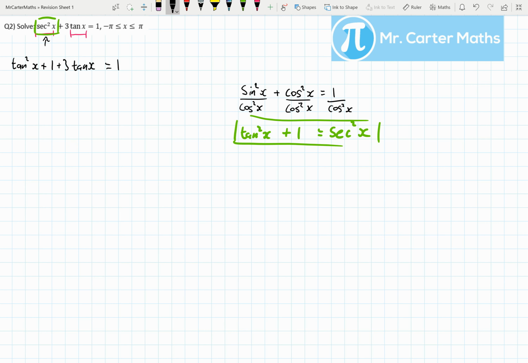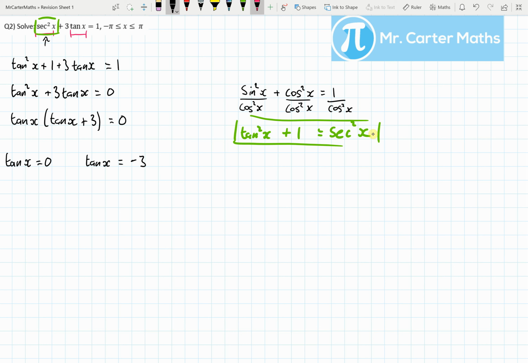I'm now looking at this a little bit like a quadratic. I've got some squared terms, so I'm going to collect everything on one side. This gives me tan squared x plus 3 tan x equals 0. That's nice, that factorizes: tan x, tan x plus 3 equals 0. Either of my factors could be equal to 0. So I want to know, when is tan x equal to 0, or when is tan x equal to minus 3?